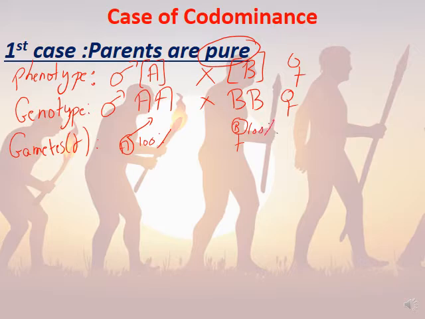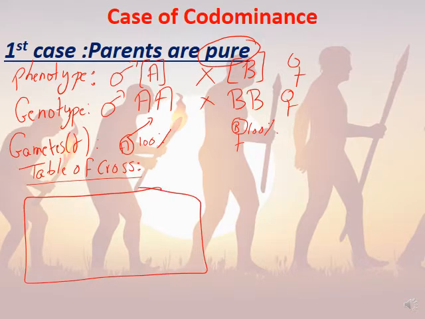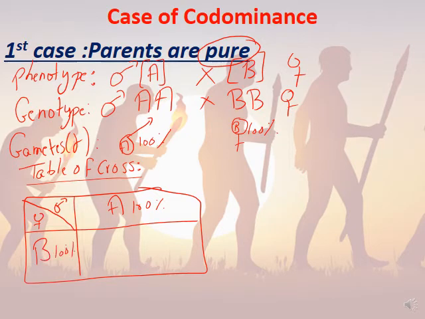Moving to the fourth step, which is the table of cross. Going to draw the table of cross. Male and female. First of all, you have to divide it, male and female. The male has gamete A 100%, and here we have B 100%, and they will give the genotype AB 100%.